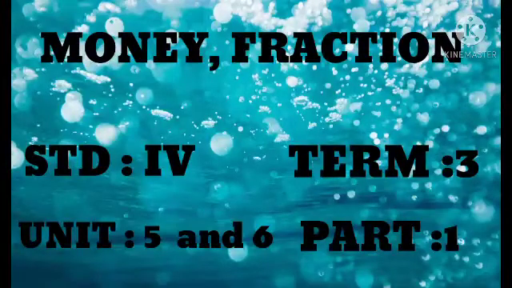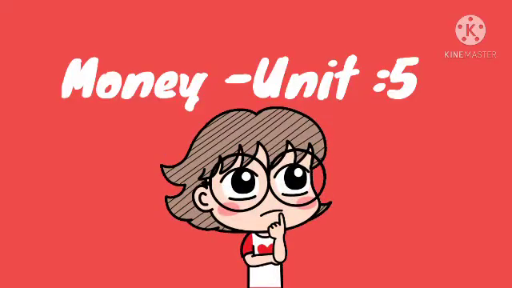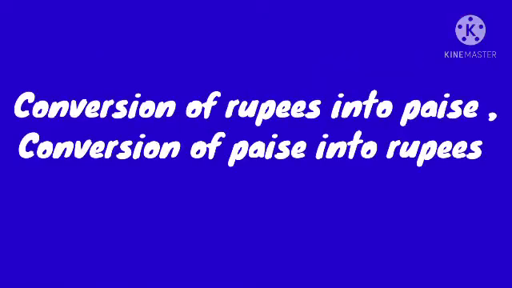Money and fraction are our fifth and sixth units of this term. Children, now let us recall Unit 5, Money. Conversion of rupees into pies and conversion of pies into rupees.